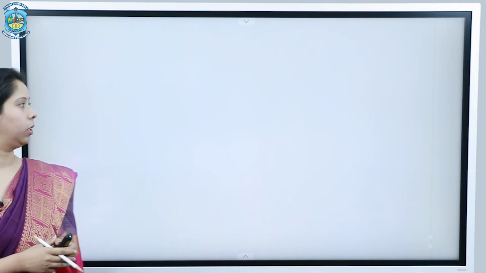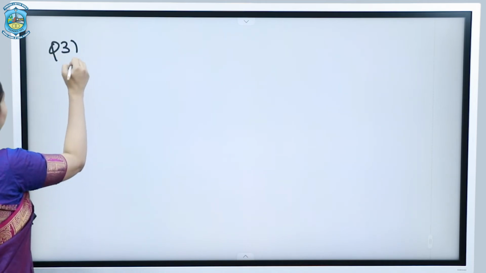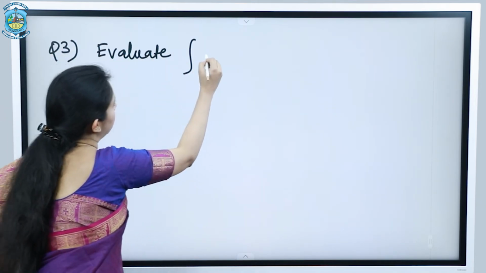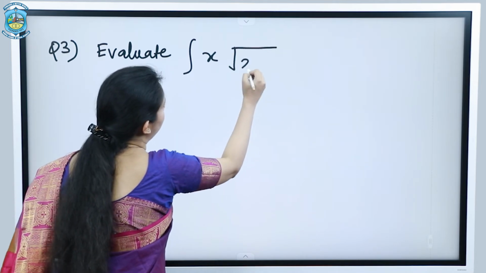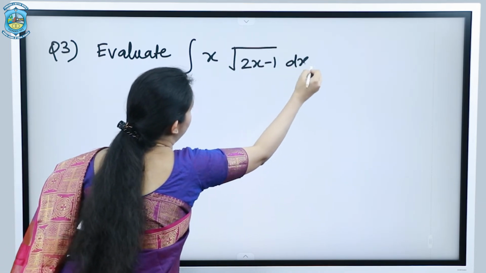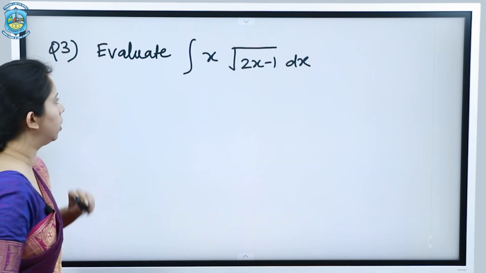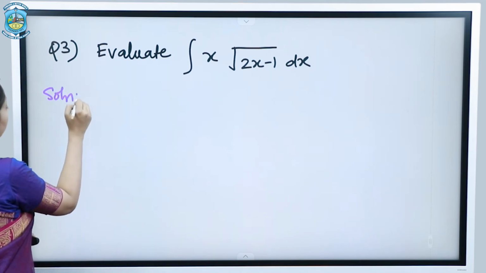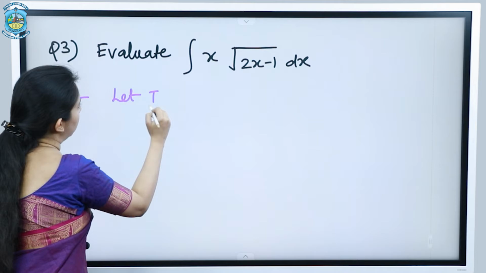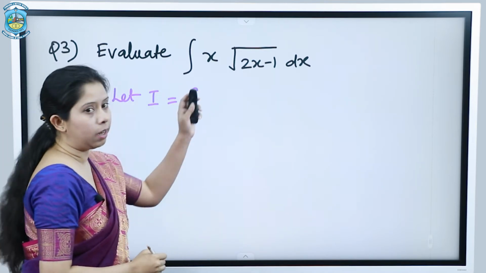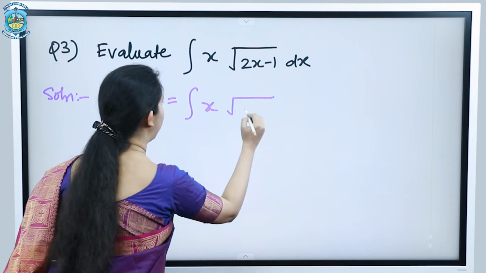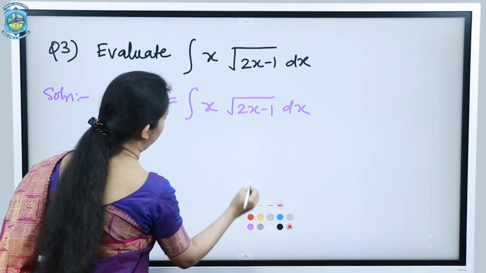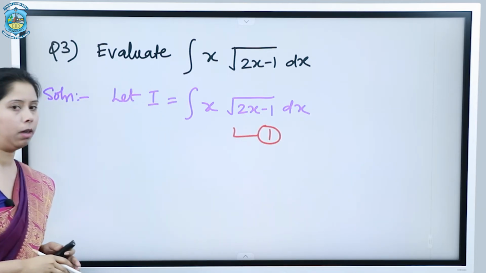So now the third question is, you have to evaluate the integral x multiplied by square root of 2x minus 1 dx. We have to integrate this function. So we'll start with, we'll take this whole integral as I. So this becomes integration x multiplied by square root of 2x minus 1 dx. We'll mark this equation number 1.